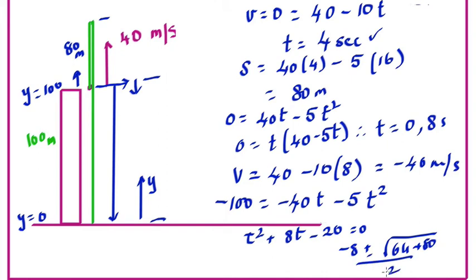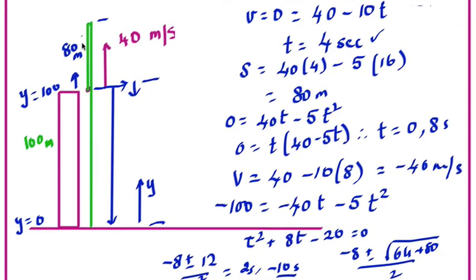So what does this give me? This gives me minus 8 plus or minus 12, divided by 2. So we have minus 8 plus 12 is 4, 4 by 2 is 2 seconds. Positive answer. And minus 8 minus 12 is minus 20, divided by 2 is minus 10 seconds. So which of these are you going to choose? You will choose 2. Of course, later on we'll worry about why mathematics gave us this other answer.